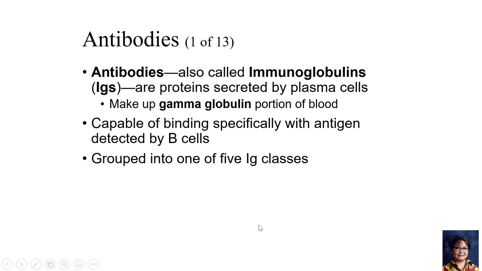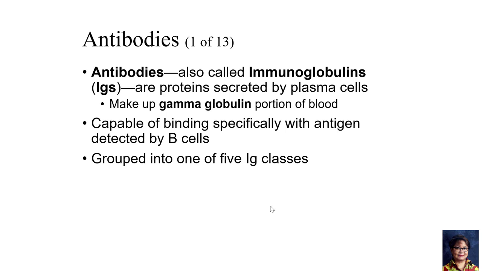So let's take a look at antibodies. What are antibodies? Well, they're also called immunoglobulins. They are made by the body from the gamma globulin or the immunoglobulin portion of the protein of the blood. Pretty much these antibodies are capable of specifically binding with antigens detected by the B cells.